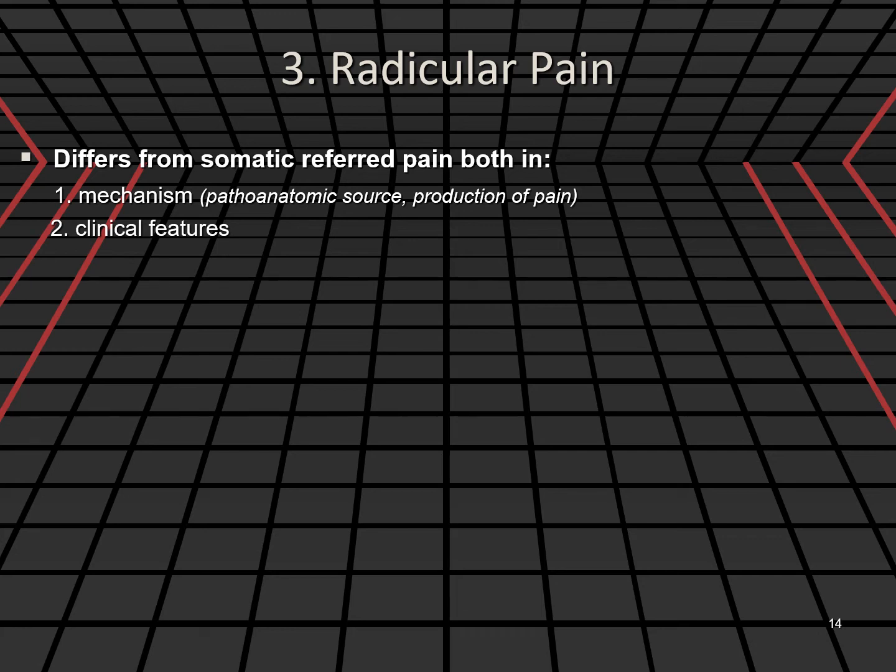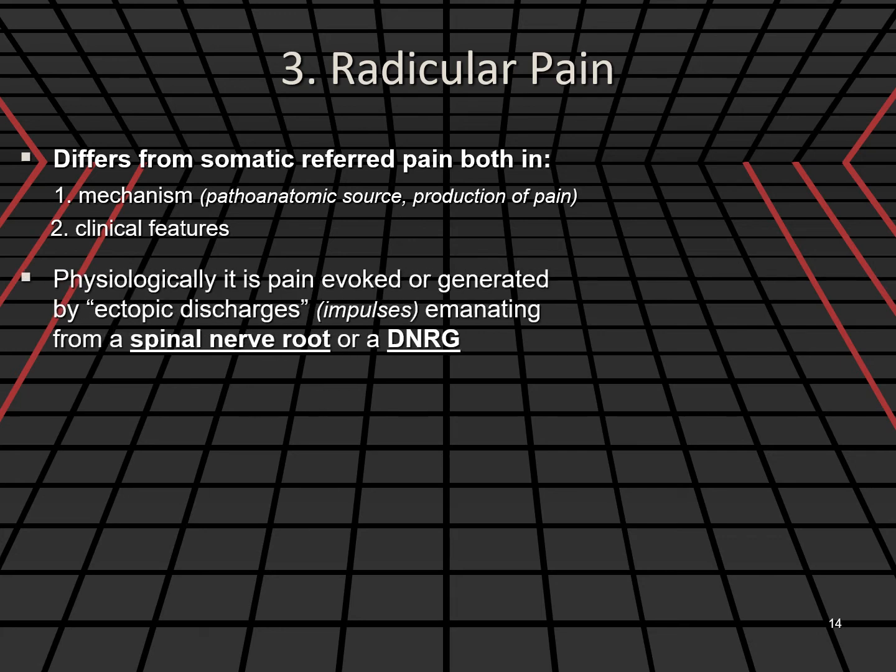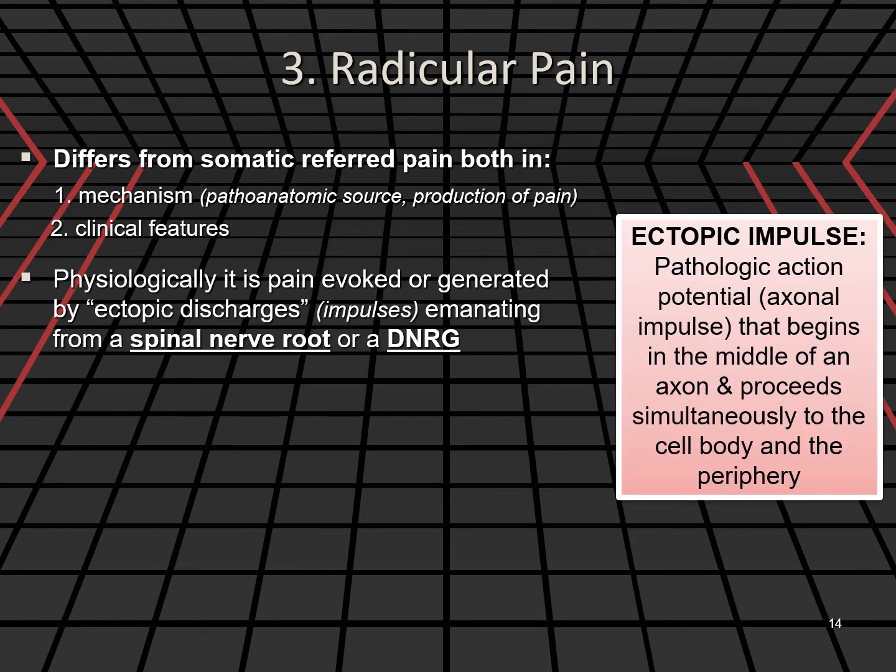All right, so the mechanism is different because the pathoanatomic source, or the site of pain production, is different. Now we're dealing with nerve roots, not nociceptive nerve endings. The clinical features are also different, and that is so important. When you become familiar with these, you'll know when you have one or the other. Physiologically, radicular pain is pain that's evoked by what's called an ectopic discharge, a pathologic discharge or impulse emanating from the spinal nerve root. We're about to clarify that so that you fully understand, and I'll show you a visual of that on the next slide.